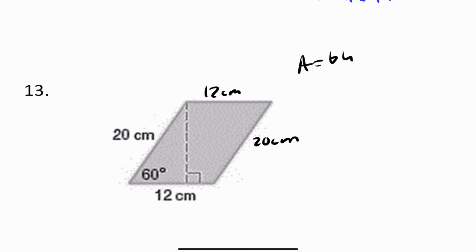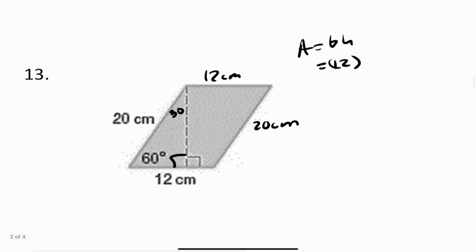So we have the base, which is 12. But we don't know what the height is. So I can see that we have a right triangle here. So I have 60, 90, and this is 30. So across from the 30-degree angle, this side here is A. Across from the 60-degree angle, this side here is A root 3. And then across from the 90-degree angle, this side is the hypotenuse, and we set the hypotenuse equal to 2A.